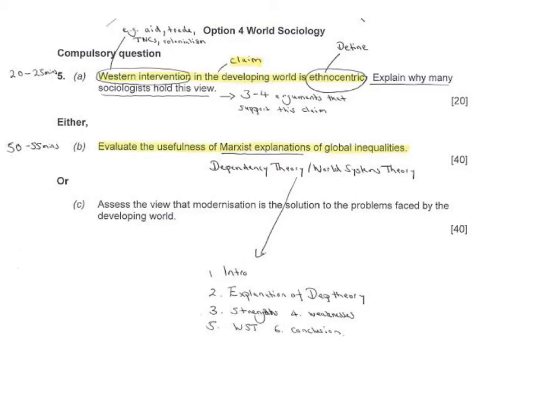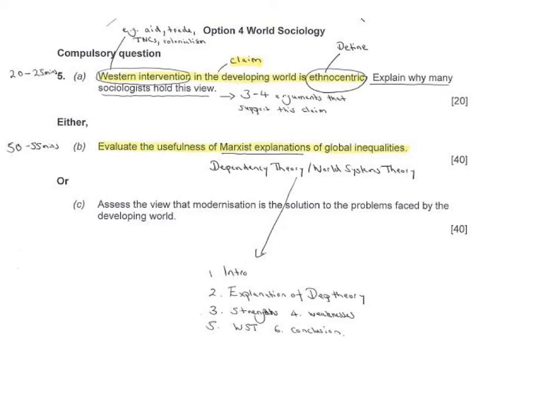So if we have a look at the 20 mark question first of all, it says that Western intervention in the developing world is ethnocentric. So this question will start with a claim. So the claim is that Western intervention in the developing world is ethnocentric. And what you need to do in your first paragraph is briefly decode the claim. So explain what the claim actually means.